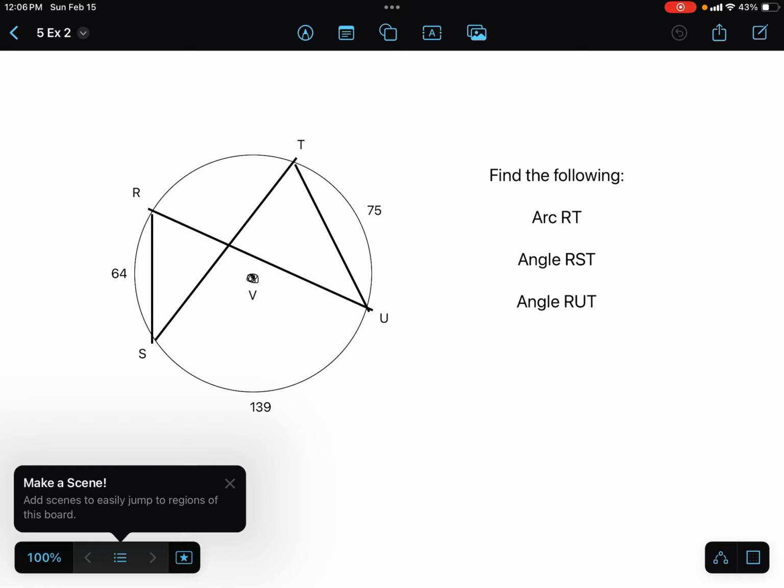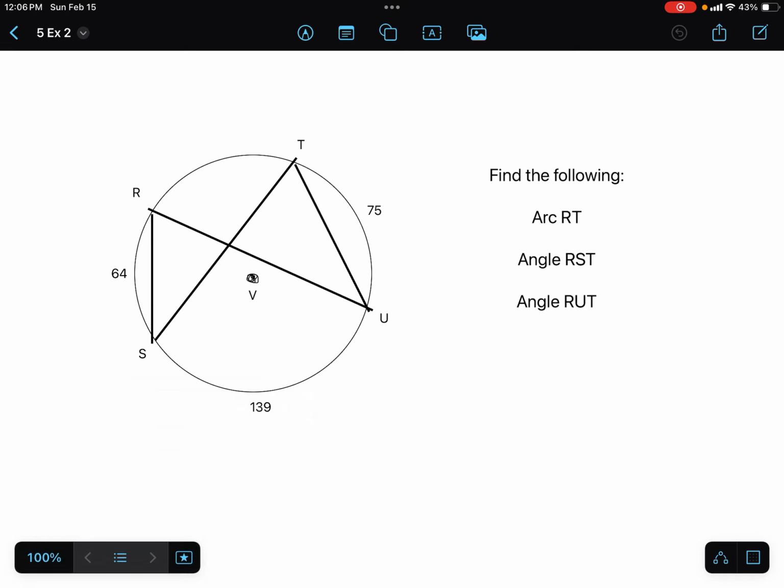This next example, we have some inscribed angles. You'll notice we don't have any central angles. V is the center point of this circle, and so we can tell that line RU, for example, is not a diameter because it doesn't go through the center. We are asked at first to find arc RT, which is right here.